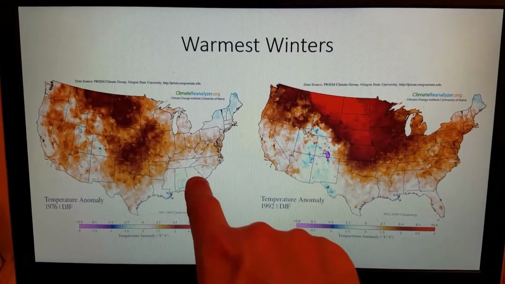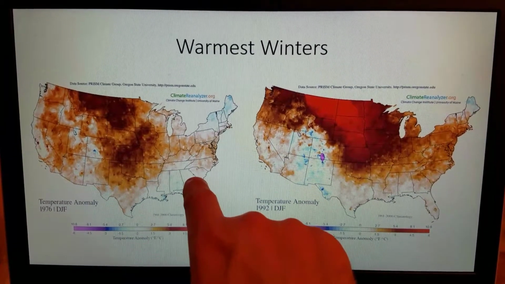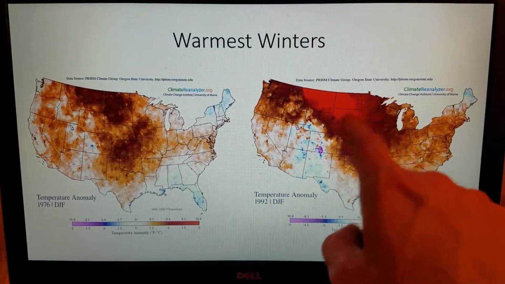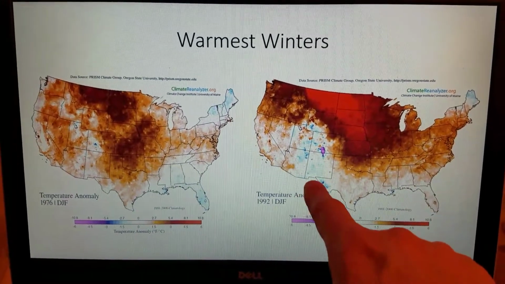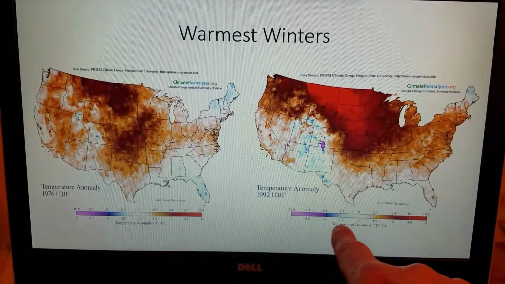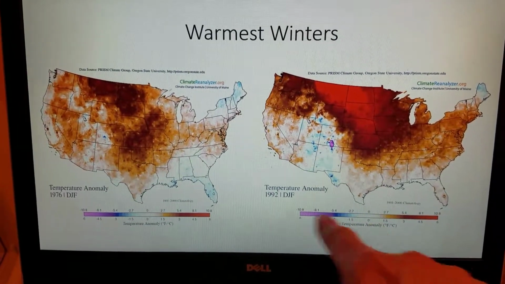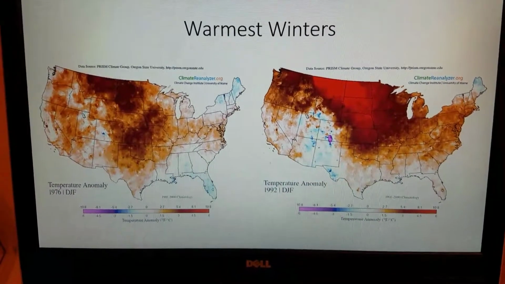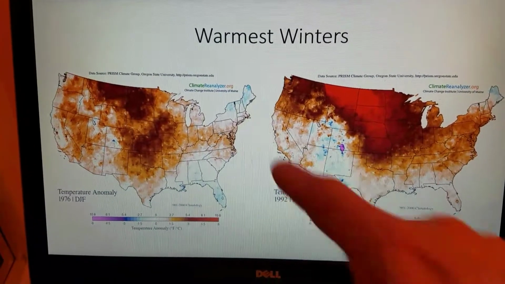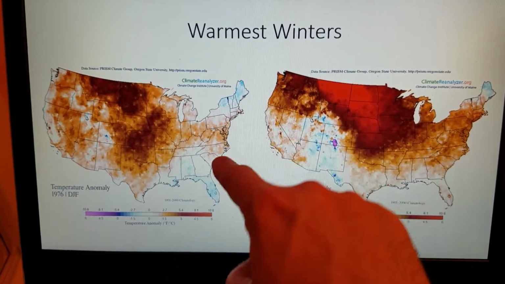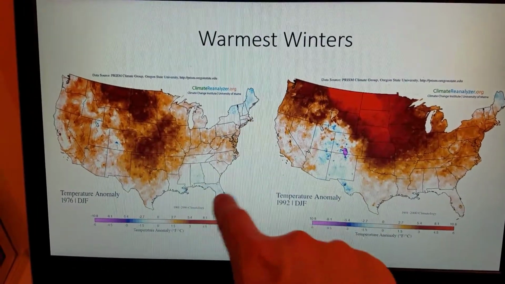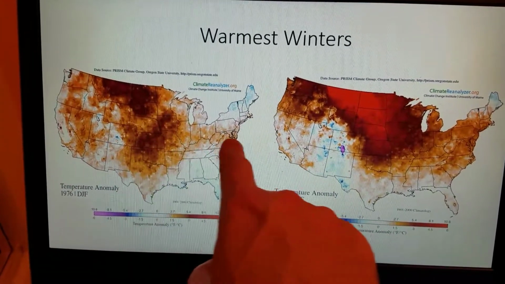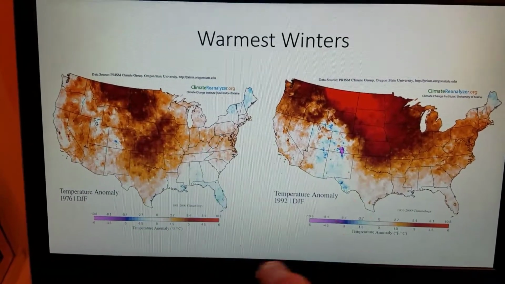Starting off with 1976, December, January, February. The oranges and the reds are above normal temperatures, by the way. If anything is in blue on these charts, it indicates below normal temperatures. The temperature scales are at the bottom of each of these maps. In 1976, December, January, February was a little bit cooler across New England and also over Florida. But outside of that, it was a pretty warm winter, as indicated by the orange and brown colors across the U.S. as a whole.